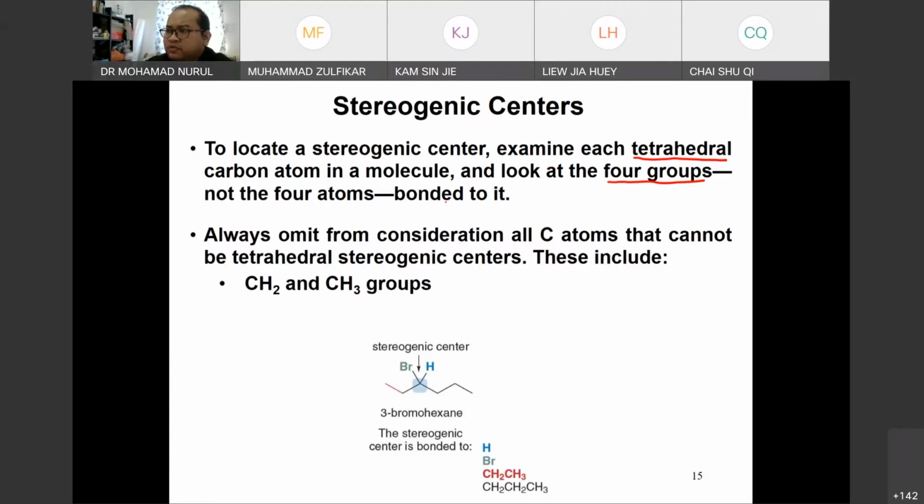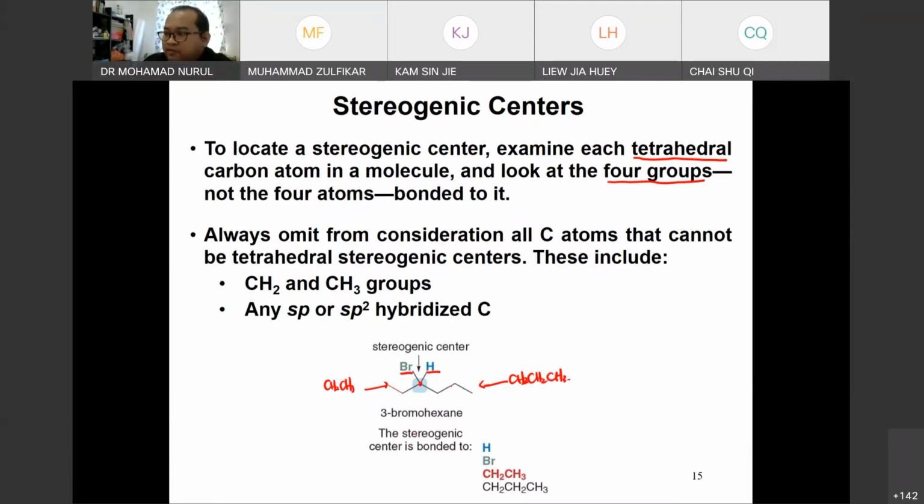Always omit all carbons that cannot be tetrahedral stereogenic centers. This includes CH2 and CH3 groups, and any sp or sp2 hybridized carbons. So for example, see the example. This one is considered a stereogenic center because it has 4 different substituents. They have a proton, bromine, and alkyl groups with different lengths of carbons. This one is CH2CH3, and this one has CH2CH2CH3.